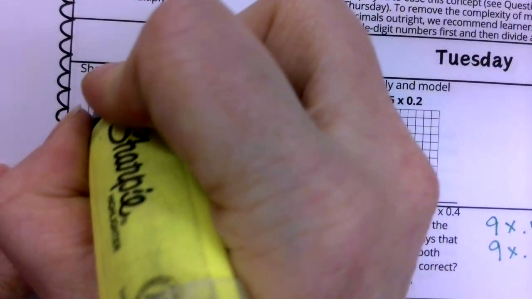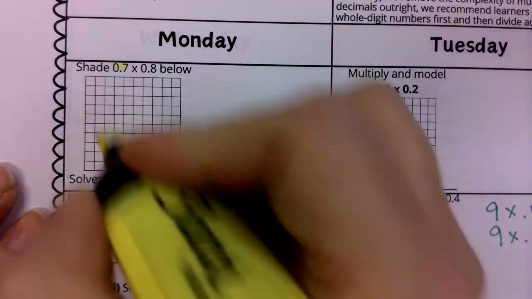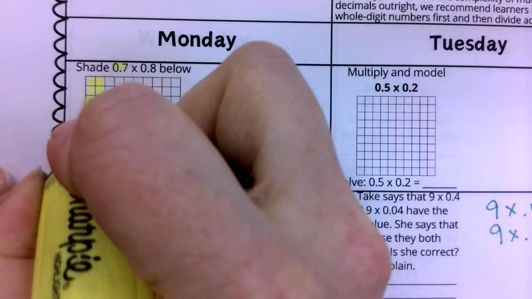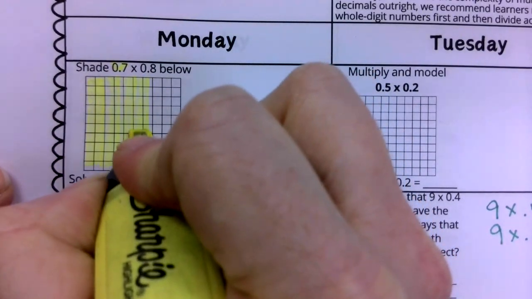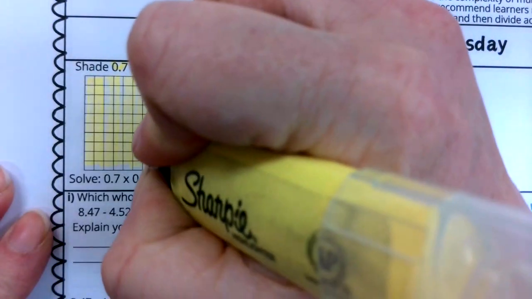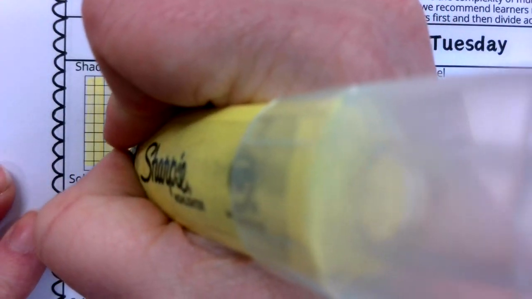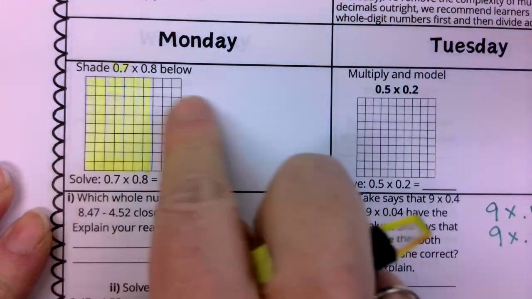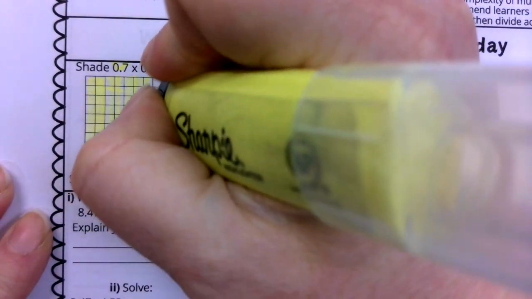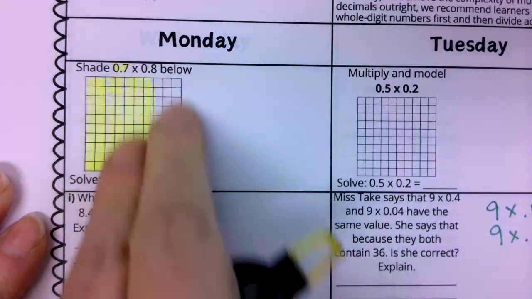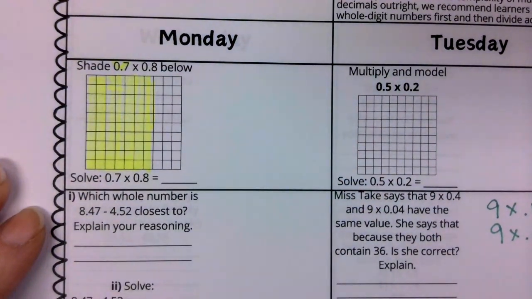I'm going to model 7 tenths vertically. That means I'm going to shade 7 out of 10 rows, actually columns, because I'm doing this vertically. So I am thinking about 10 complete columns being in the whole. Notice I have shaded 7 of the 10, right? So vertically, up and down, I see 7 out of 10 shaded.